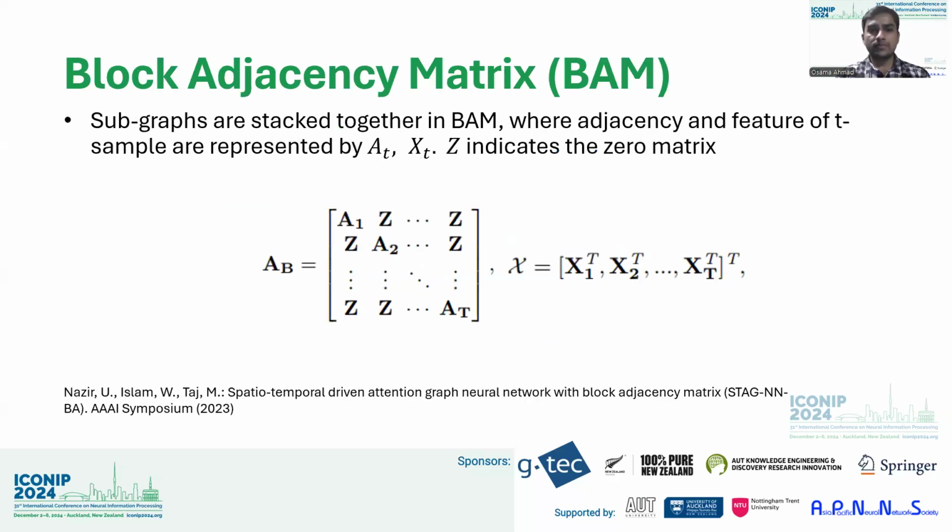This problem is related to a classification task. So in this paper, whose reference is available in this slide, they propose the concept of block adjacency matrix, in which they have concatenated adjacency matrices of different timestamps and the feature matrix, and they used graph neural networks to model both spatial and temporal dependencies.